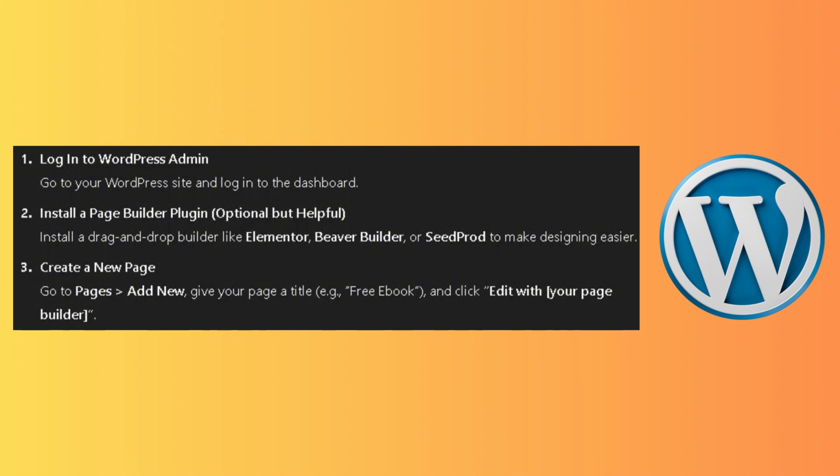Create a new page. Go to Pages, then Add New. Give your page a title, such as Free Ebook or another title, and then click Edit. Edit with your page builder.